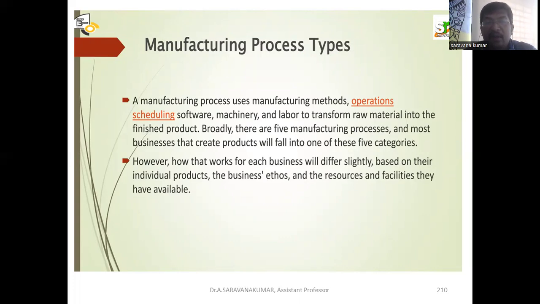Broadly, there are 5 manufacturing processes, and most businesses that create products will fall into one of these 5 categories. However, how that works for each business will differ slightly based on their individual products, the business ethos, which is nothing but ethics, and the resources and facilities they have available.